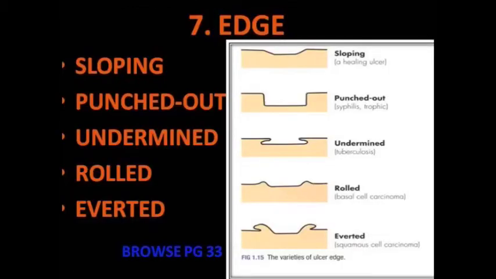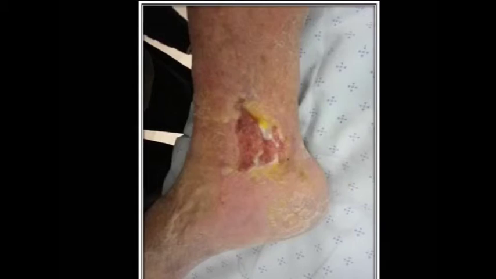If we look at the edge, please refer to Browse for this, as it is beautifully described in Browse. But a sloping, a punched out, undermined, rolled, or everted edge can all indicate to us possible pathologies, indicate to us whether the wound is healing, indicate to us whether the wound is not healing, and how we can better manage this patient.